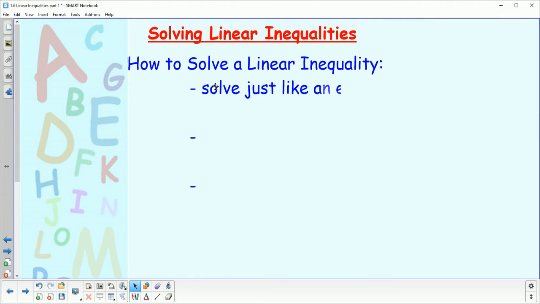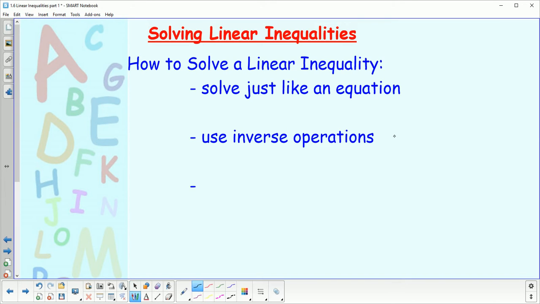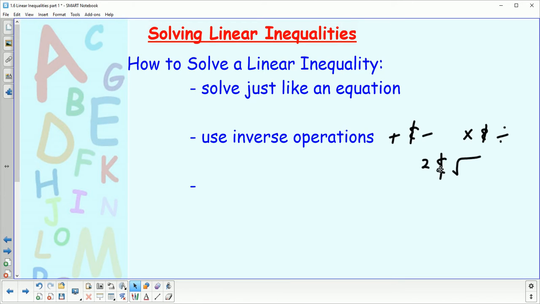Like I already said, we're going to solve a linear inequality just like an equation. We're going to use inverse operations, just like addition and subtraction, or multiplication and division, or one that I've said several times in other videos, we could square or square root. Those are also inverse operations.